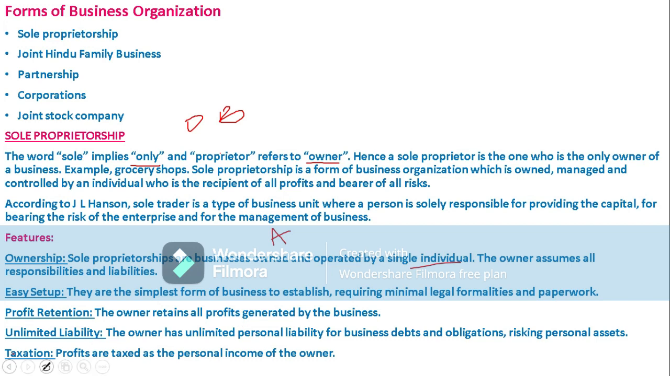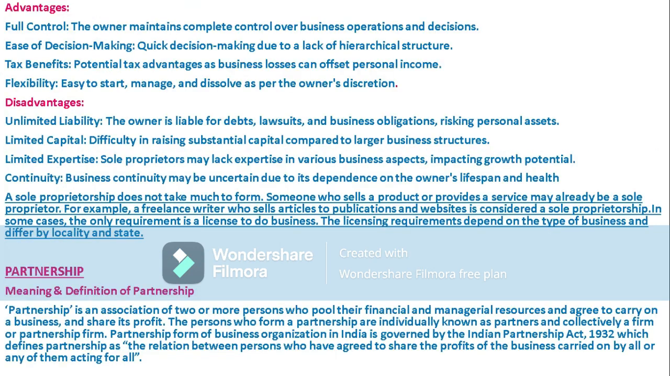If we go to taxation, profits are taxed as the personal income of the owner. It depends upon the income of the owner, and tax will be levied according to the legal provisions. So these are the features of a sole proprietorship. Now let us see what the advantages and disadvantages are.